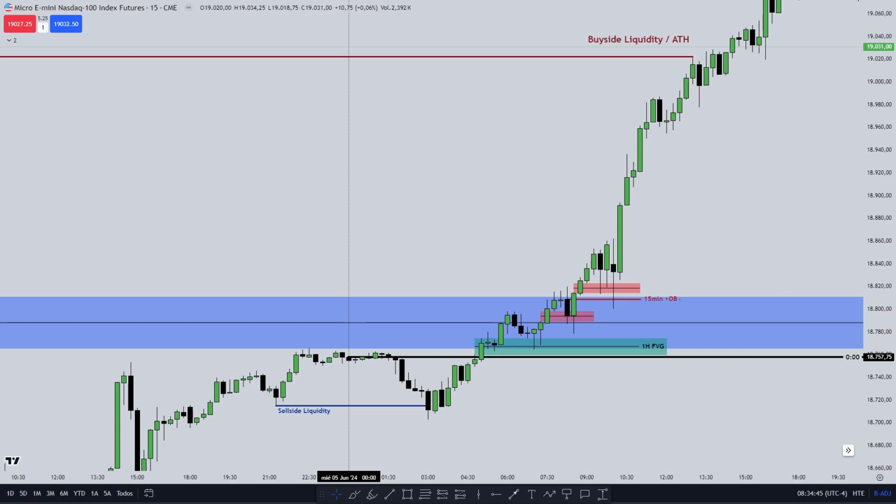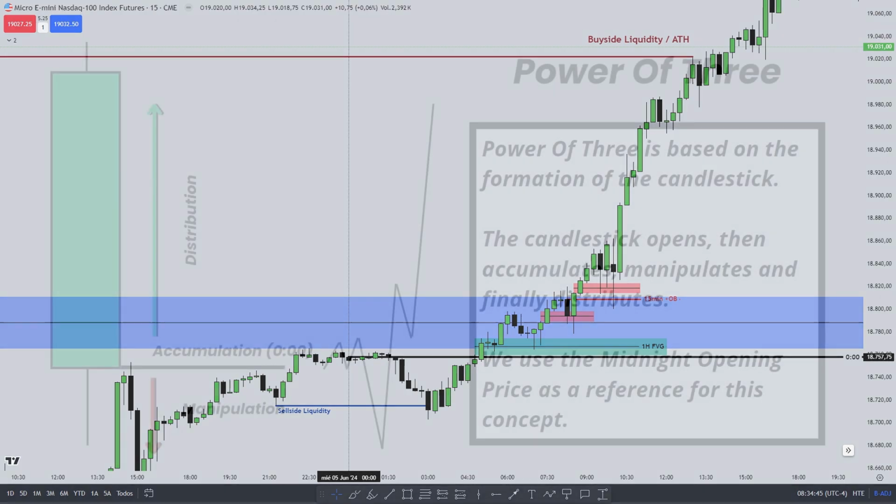Therefore, as you can see, price accumulated from the midnight open until it raided a sell-side liquidity pool, which is our manipulation phase. After that, it started to distribute to the upside, using 15 minutes fair value gaps, and an order block inside of the 4-hour inversion fair value gap, so we keep adding more bullish confluences.